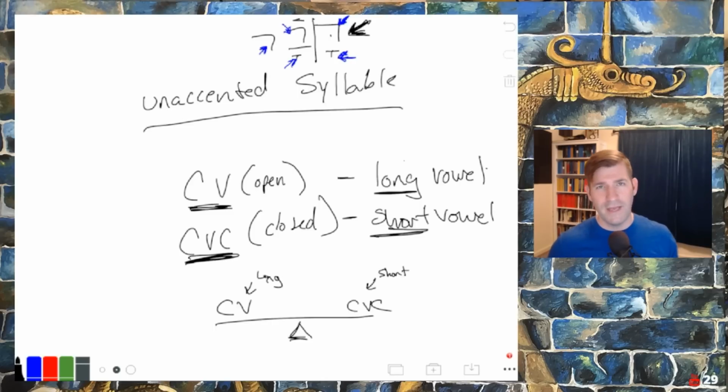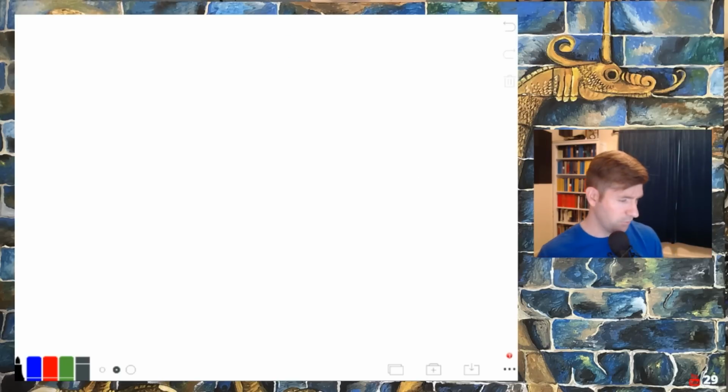But that's really important to remember as we move forward here. So open syllable, consonant, vowel. Open syllable, long. Closed syllable, short. Open, long, closed, short. That's important to remember. Now let me give you some examples to sort of show that and why it's important.